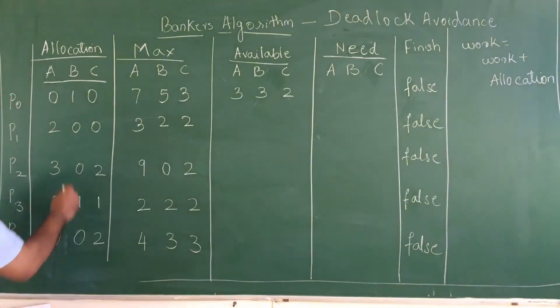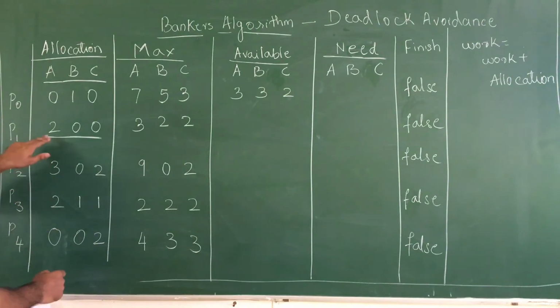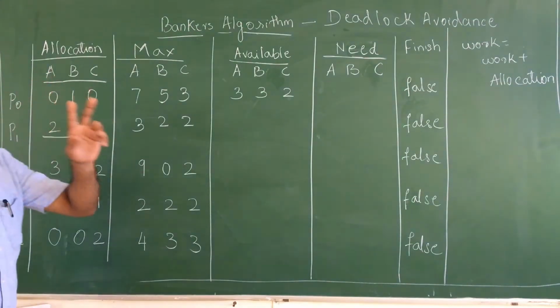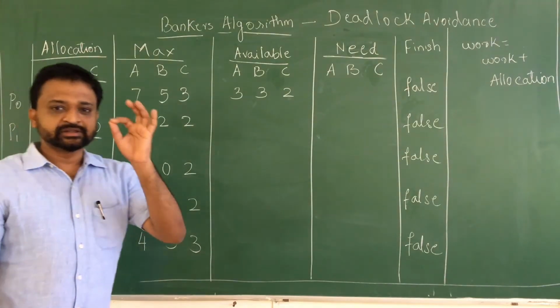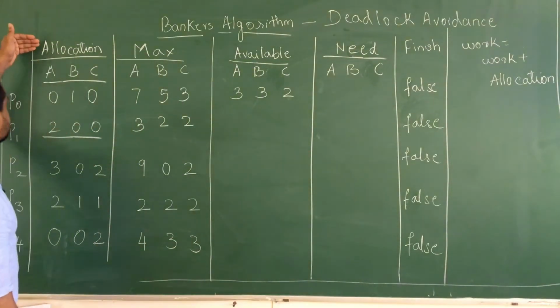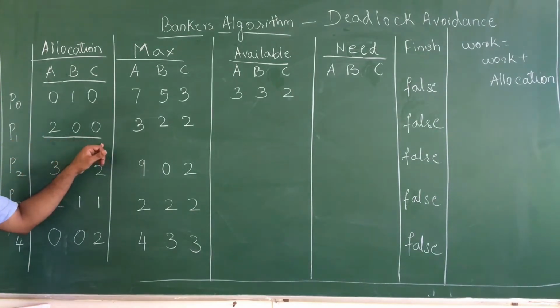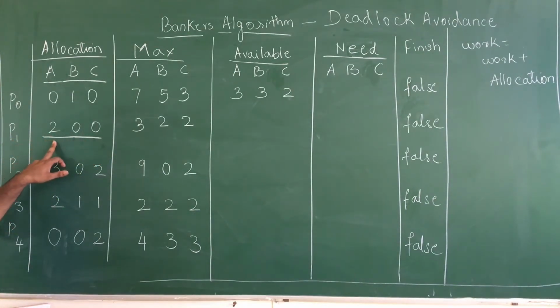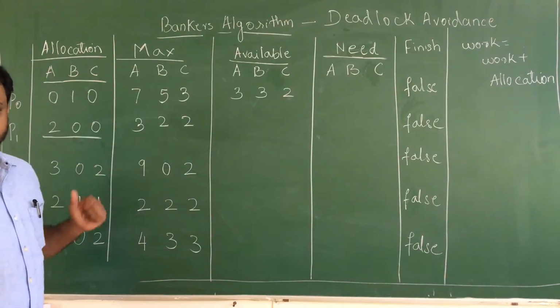How to read this? Suppose I look at this entry, 200. It is not two hundred, it is 2, 0, 0. 2 is applicable for A, that means A has two resources, 0 is for B, 0 is for C, that means there is no allocation of resources for B and C. So allocation is an array. These are the processes P0, P1, P2, P3, P4, five processes. P1 has an allocation of 200, that means P1 is allocated resource A two times, B 0, C 0. This is how we read them.